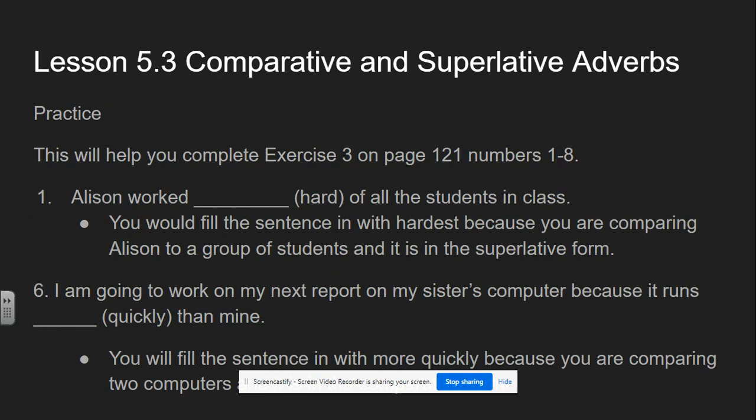This is for the last section, exercise 3 on page 121, numbers 1 through 8. The directions say, complete each sentence with the comparative or superlative form of the adverb in parentheses. So let's look at number 1. Allison worked blank of all the students in class. We're going to use the form of the word hard.